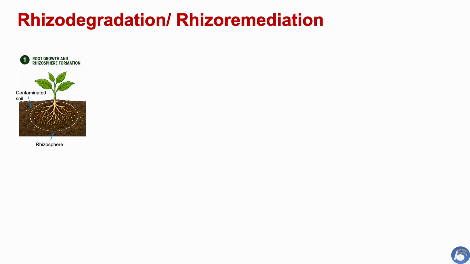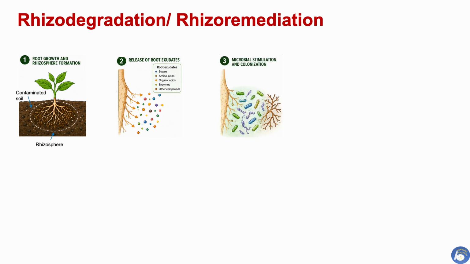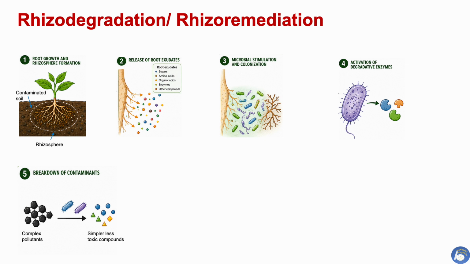How is it done? Plants extend their roots into contaminated soil and create a rhizosphere. Roots secrete compounds like sugars, amino acids, organic acids, and enzymes. These root exudates serve as nutrients and stimulants for the microbes, and they multiply and colonize rapidly. Microbes produce enzymes like oxygenases and dehydrogenases that can break down organic contaminants.